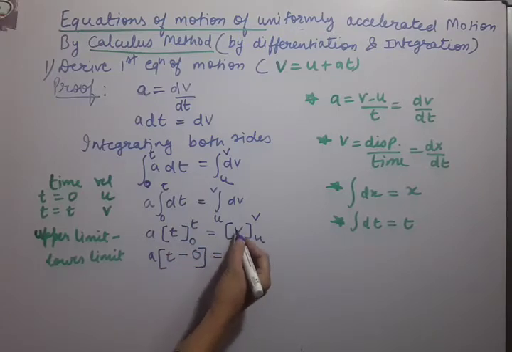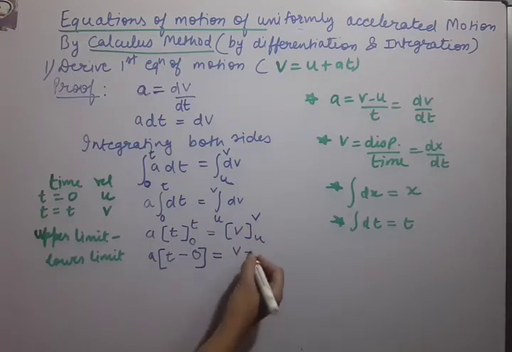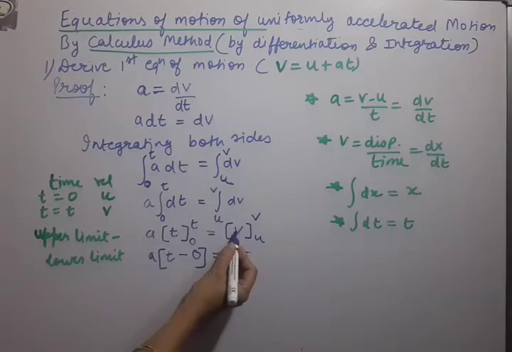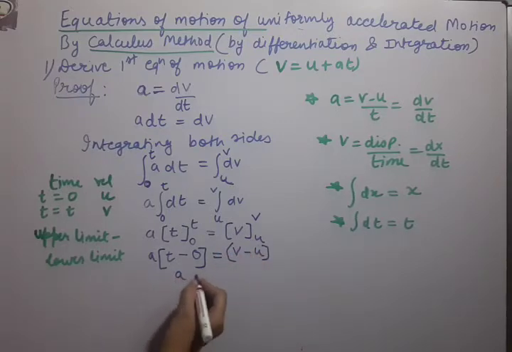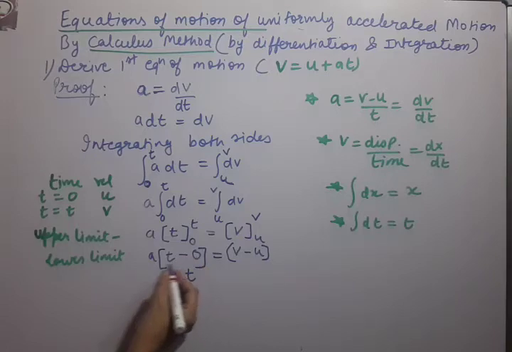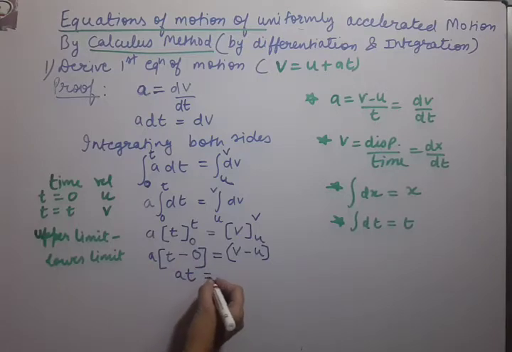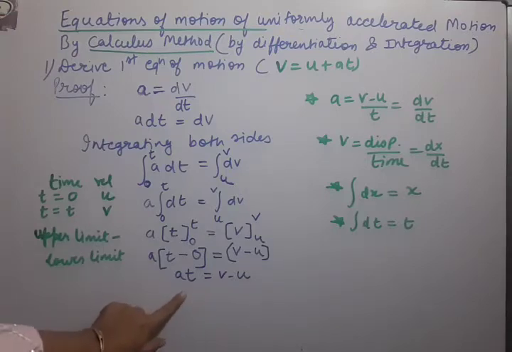Here also, in place of this v, put upper limit. So v. Then put minus sign. In place of this v, put lower limit u. Finally, you see now, a into t is obtained this side because it is 0. So only at will be obtained. Here v minus u is obtained. Now you see we have got the answer almost.